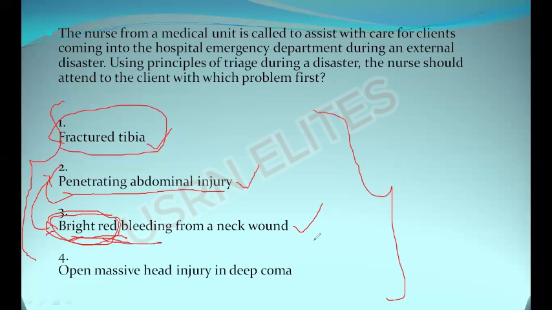So if you have bright red bleeding from a neck wound and you have a penetrating abdominal injury, let's prioritize these two. It's not about which one is serious. Ask yourself which one won't give you time. Apart from its seriousness, sometimes if you have difficulty choosing between two answers, ask yourself which one won't give you time to treat. Between the two, which one won't give you time? Three. So you see how you prioritize.